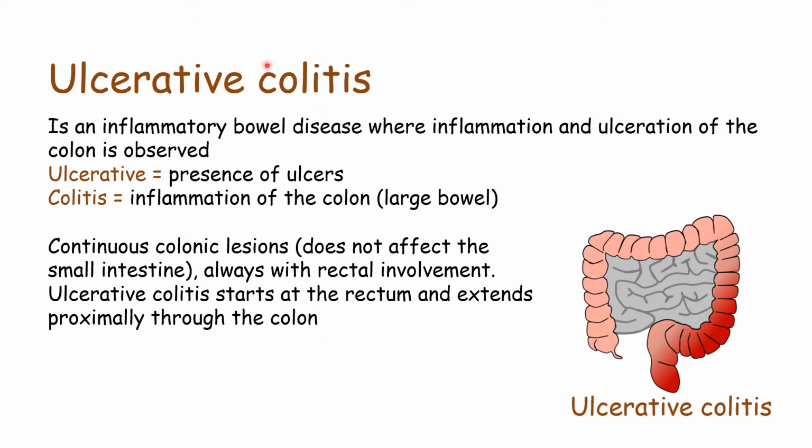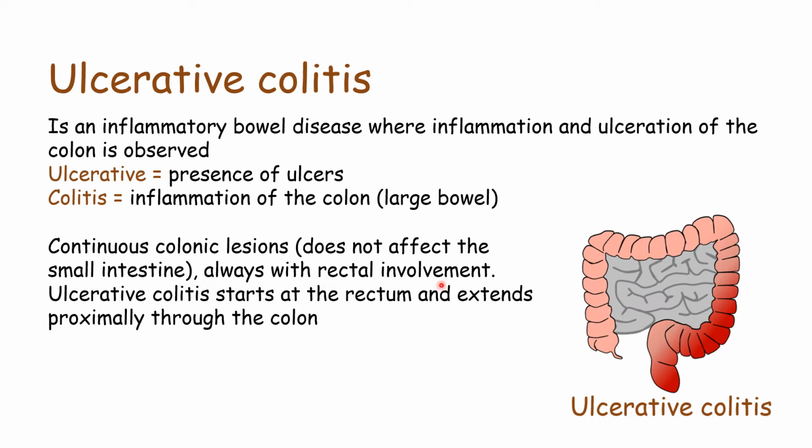So let's talk about ulcerative colitis first. This is an inflammatory bowel disease where inflammation and ulceration of the colon is observed. If we just pay attention to the name, ulcerative means presence of ulcers. Colitis means inflammation of the colon. This is the large bowel. So we're going to see continuous colonic lesions, meaning it does not affect the small intestine. They are colonic lesions only.